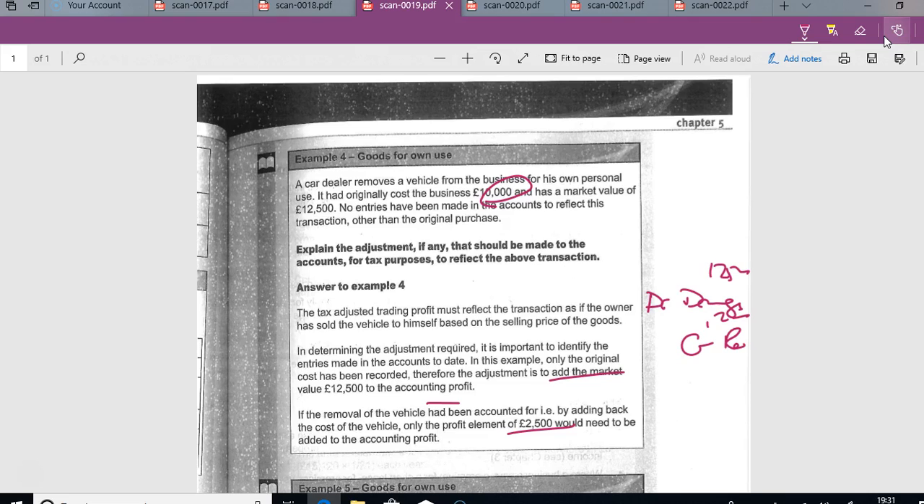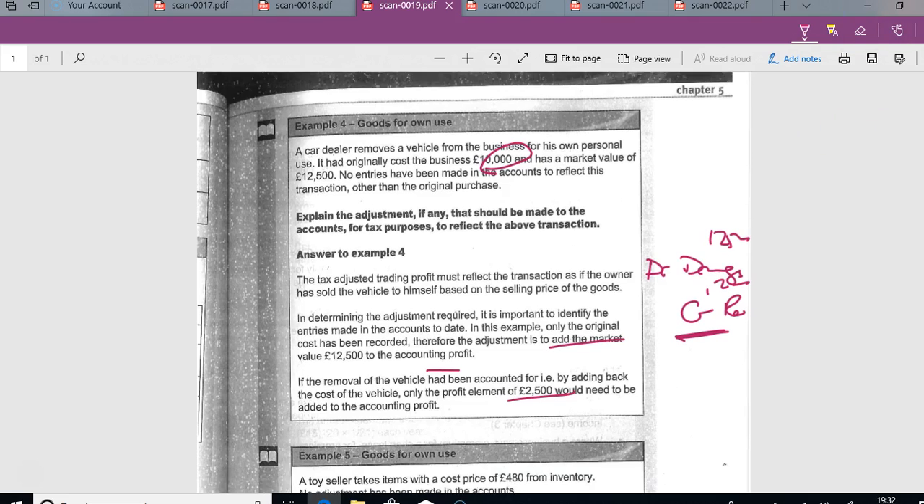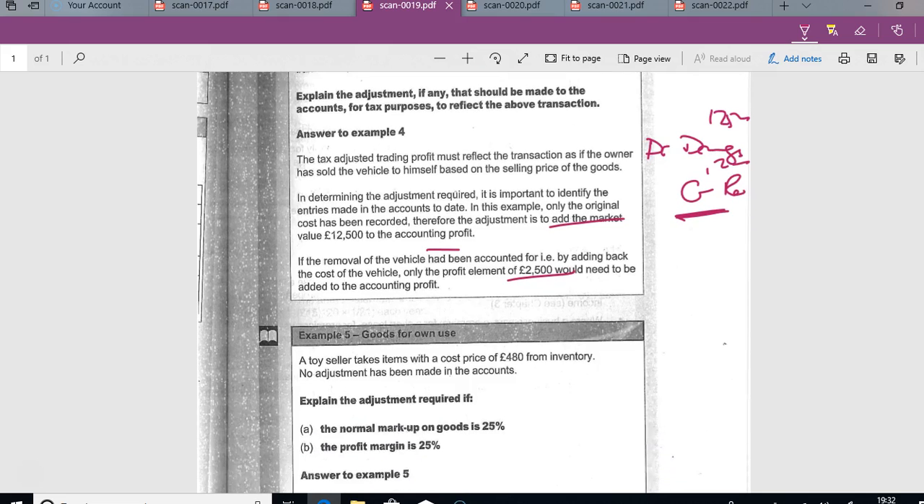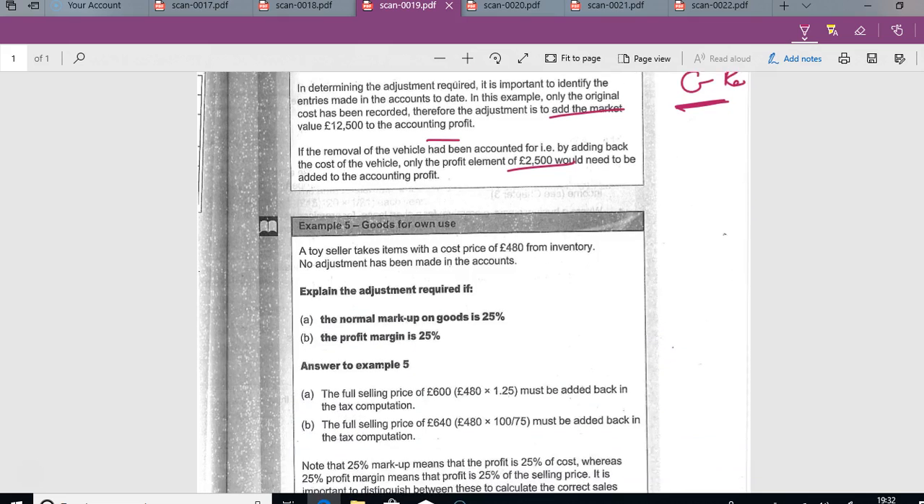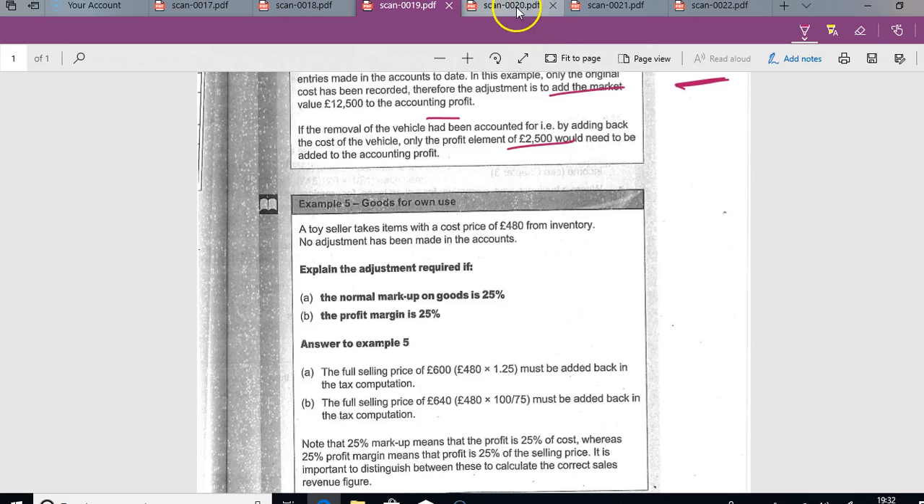So the key point is that if you have adjusted for this, then all you have to do is add the profit element as well. And hopefully we'll see examples when we get to the exam kit. But that's the thinking. Right, and that's another example. So please do that example as well on your own.